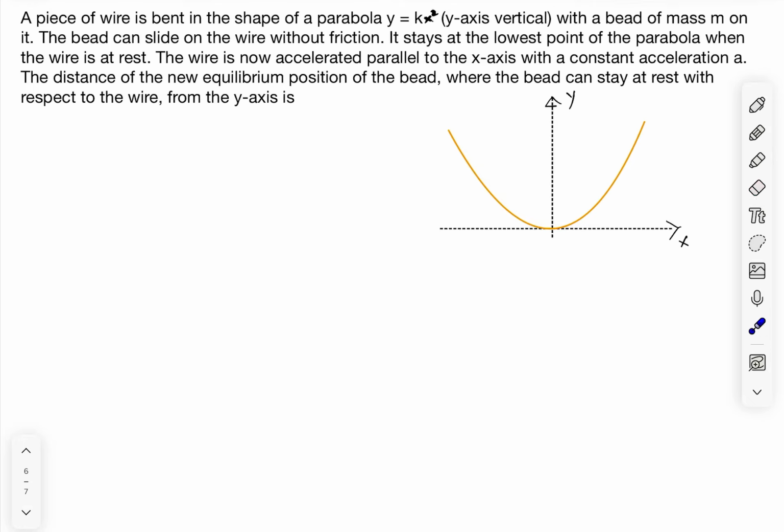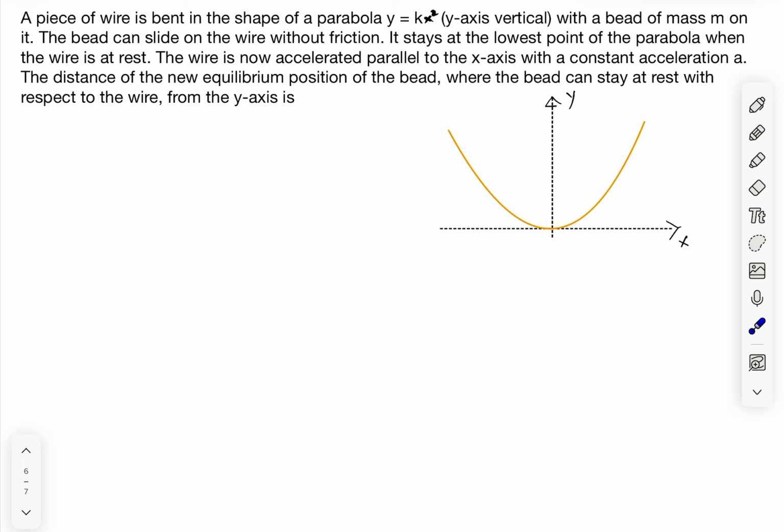Hello students, welcome. A piece of wire is bent in the shape of a parabola y = x², with the y axis vertical, and a bead of mass m on it. It is frictionless. If you keep one bead on the y = x² shaped wire, the bead comes all the way down and will be in an equilibrium position. Here this is the equilibrium position, at rest, and the summation of forces is 0.